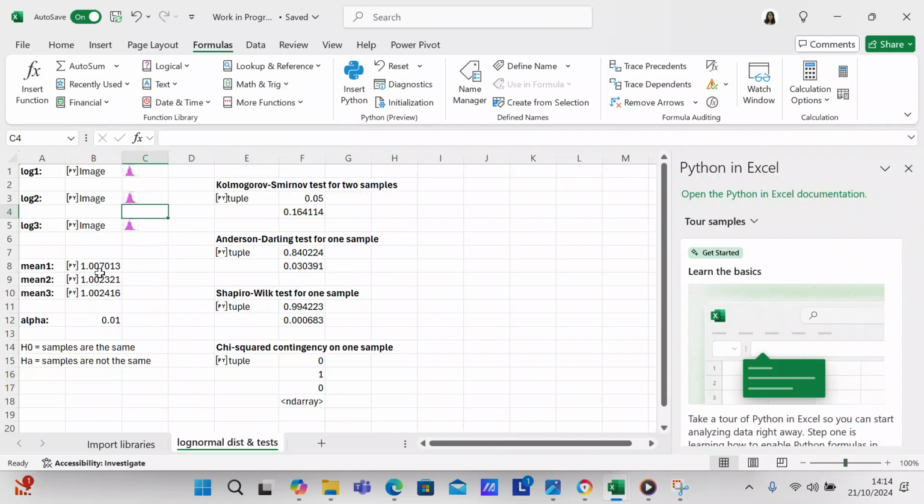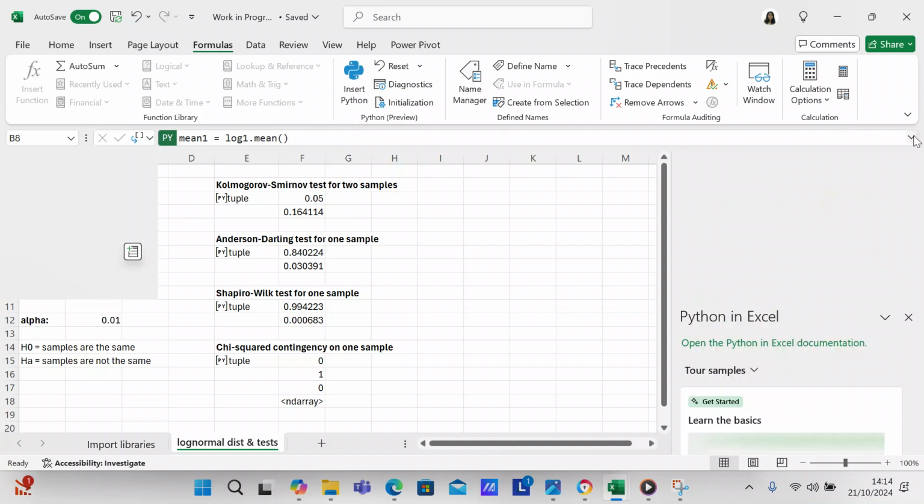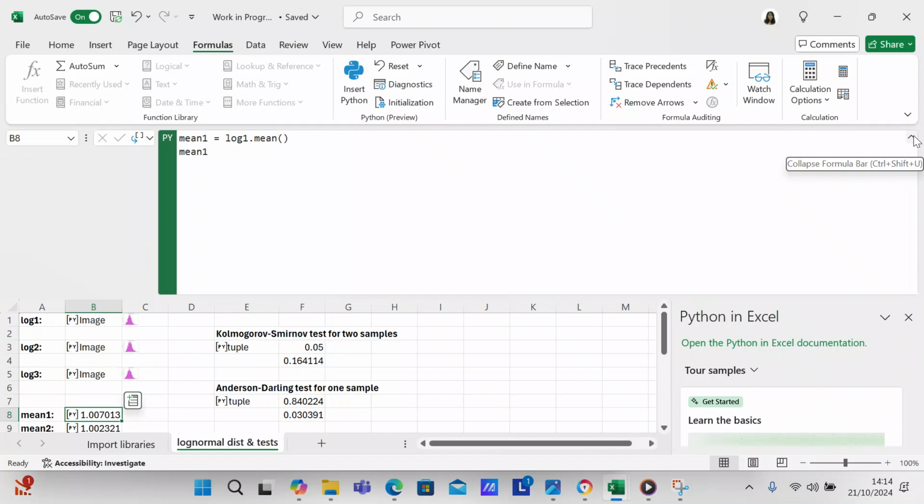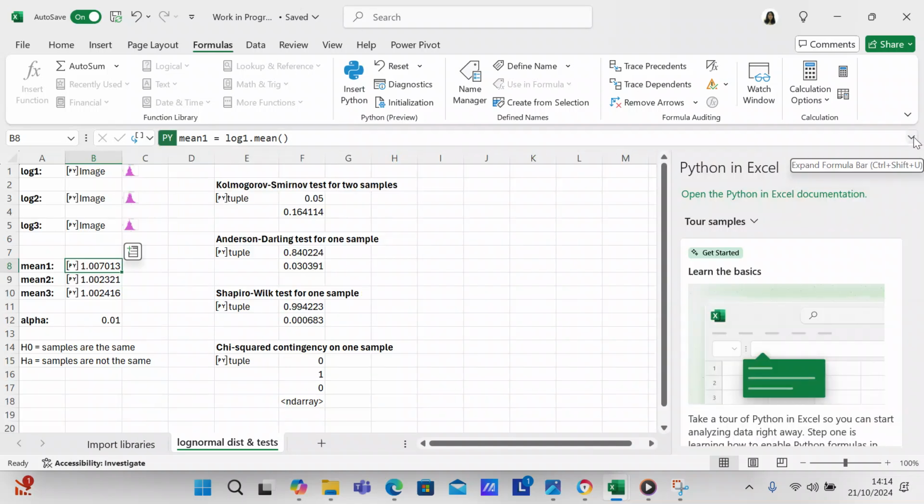And then I checked the means of those distributions just to see what they were like. So mean 1 equals log 1 dot mean. Mean 2 and mean 3 are essentially the same as that one. So you can see the means are very close together. And then the alpha, I made the alpha 0.01, so I could say that the Anderson-Darling test worked.